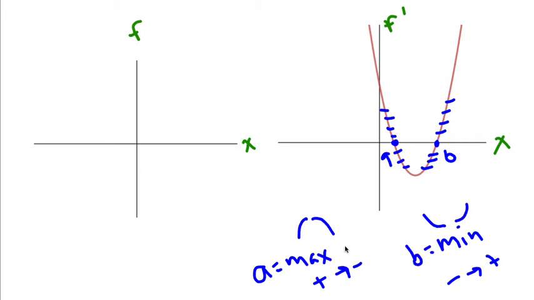Now the reason why I say that is because if A is a max and B is a min, I'm going to put A, so let's say here's my A value, I'm going to put that point of A higher, then I'm going to put my point for B.